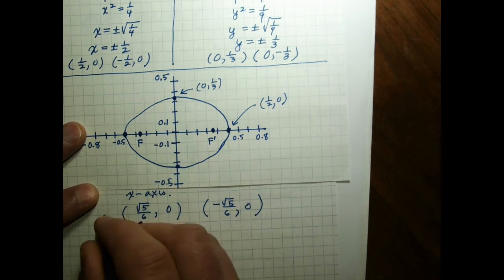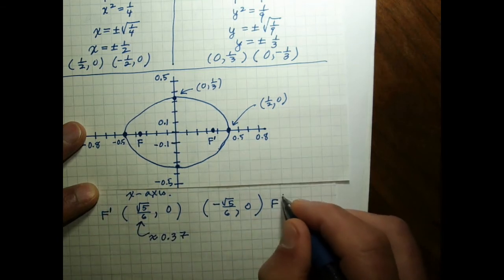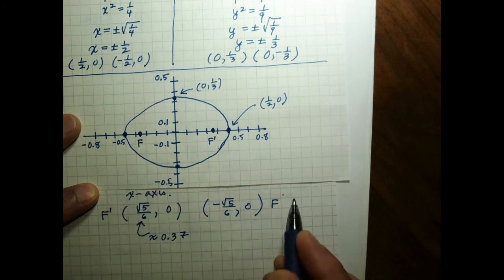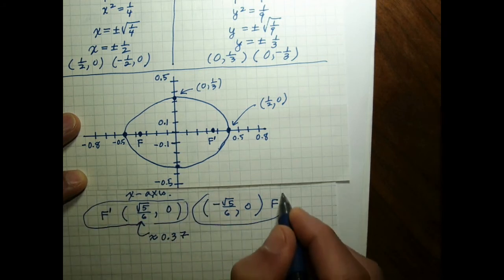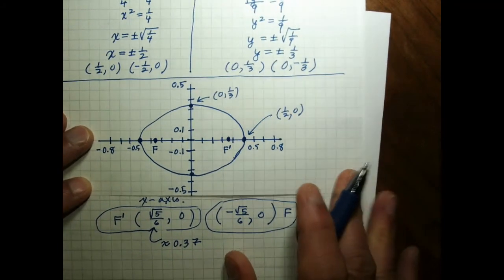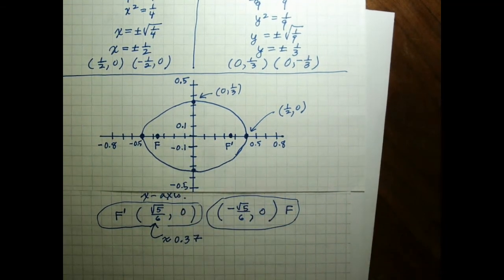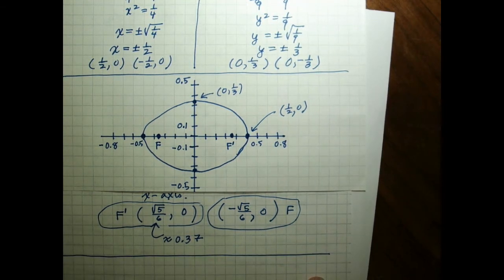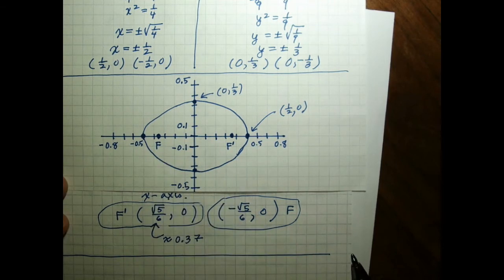This point is my F prime, right here. This one is my F because I put the F at the negative coordinate. So here's one focus. Here's the other focus. And I think we have everything on our graph for this ellipse. We actually are done. We got our picture drawn. We've labeled our vertices and our foci.